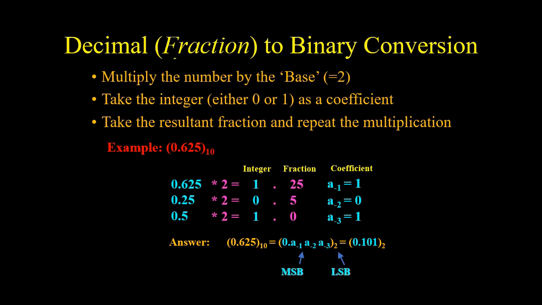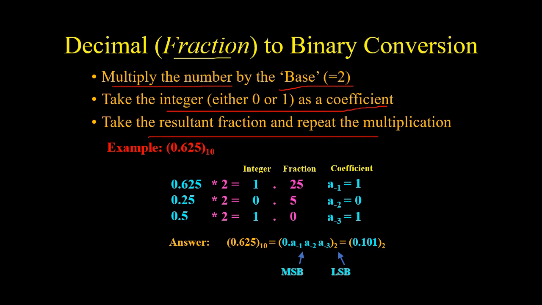And now we will study the case of fractions, how they are converted to binary. In this case we will use successive or iterative multiplication by base. After every multiplication, the integer obtained will act as a coefficient and the fraction part will be multiplied again. Now consider example of 0.625 to the base 10 and we wish to know the equivalent binary.